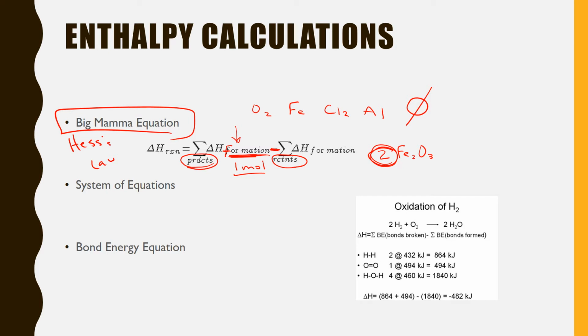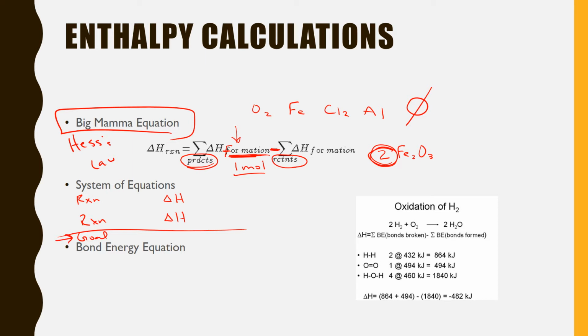Then you have system of equations. So system of equations is where you basically have one reaction and it'll have a delta H value. There's another reaction, another delta H value, and basically you have a goal equation that you have to create. So you're manipulating these two reactions to make your goal equation.